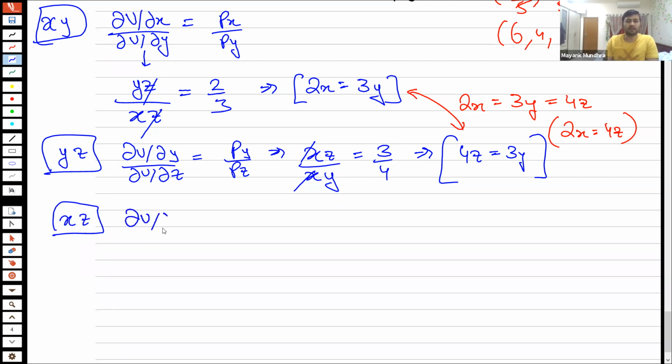So del U by del X upon del U by del Z should be equal to Px by Pz. Now I always recommend you to write this first as it is, like this, and then proceed to solve. What happens is that sometimes you don't write this right hand part and you think that first I'll proceed with this and then write the price ratio. So let us proceed and see what pitfall can happen.